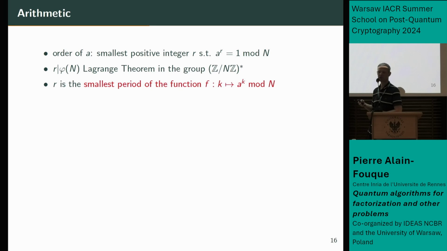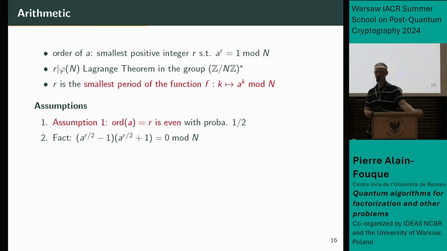Okay? So, in fact, you can also prove that r is a divisor of the exponent of the group, but I don't know if you know about such a more precise result. But here, you can just assume that it's a divisor of the number of elements. Okay? But we are interested in looking at what is the smallest period for some function. Okay, so the function that we are interested in maps the integer k to a to the k mod n. Okay?